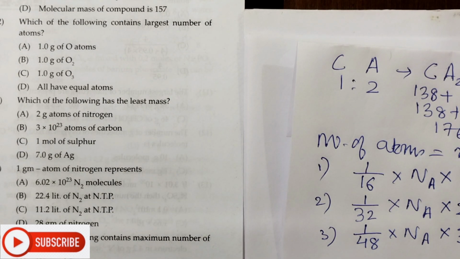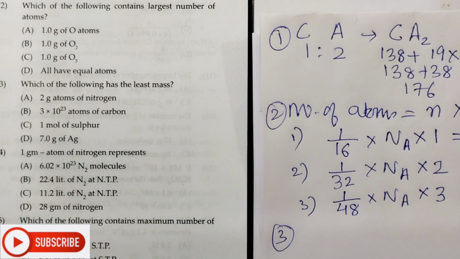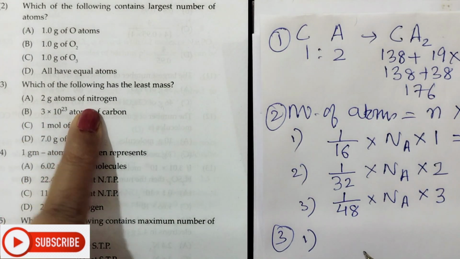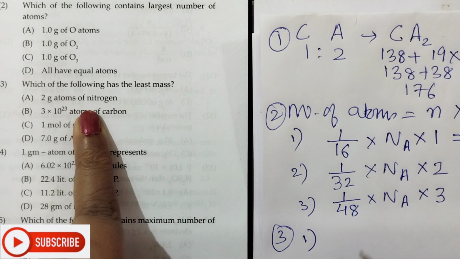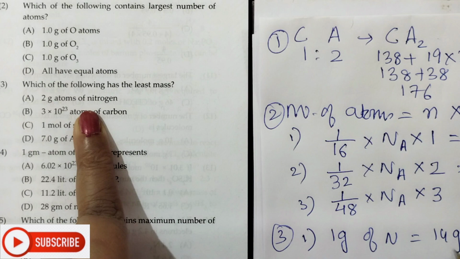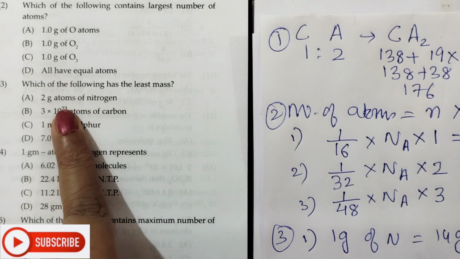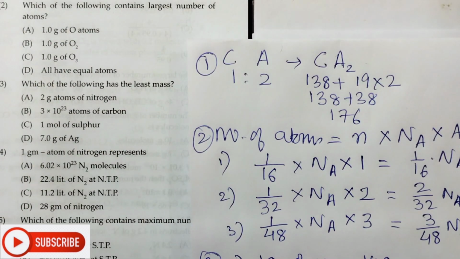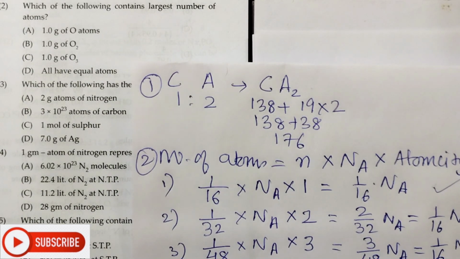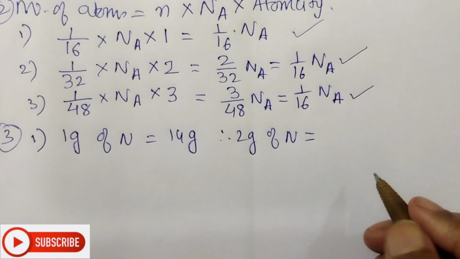Come to the next question. The question is, which of the following has the least mass? Now to know the least mass, I have to convert all the given options into mass. See the first option, what they have given: 2 gram atom of nitrogen. Now students, 1 gram atom of nitrogen means 14 gram. Here they have given 2 gram atom. So therefore 2 gram atom of nitrogen will be equal to 28 gram.